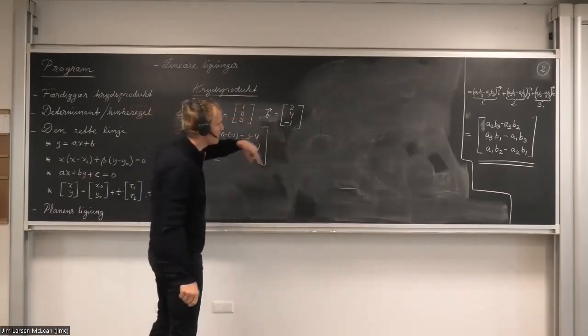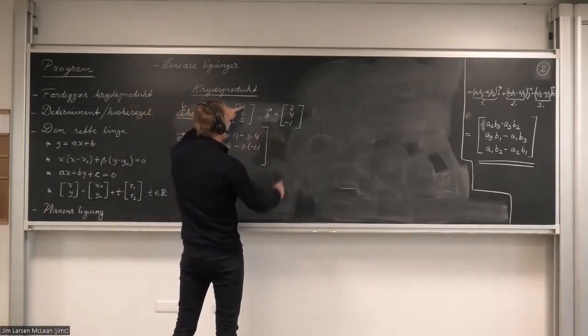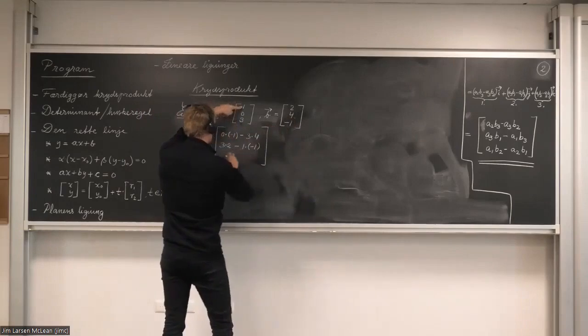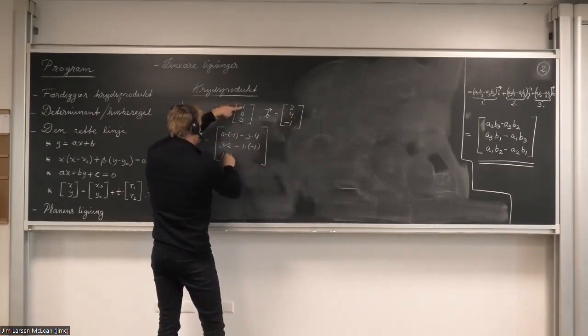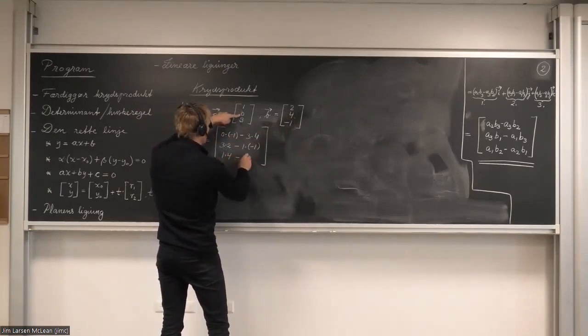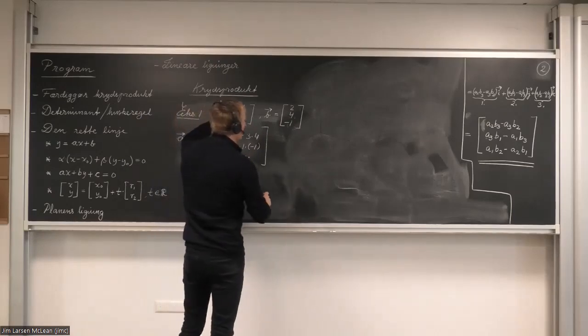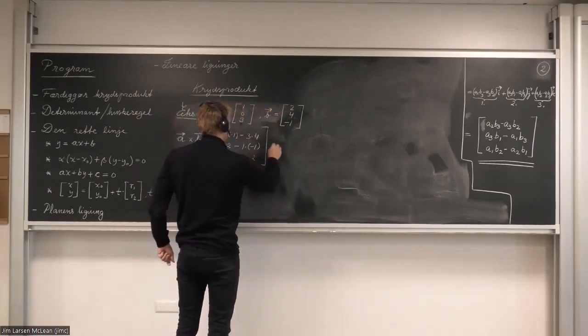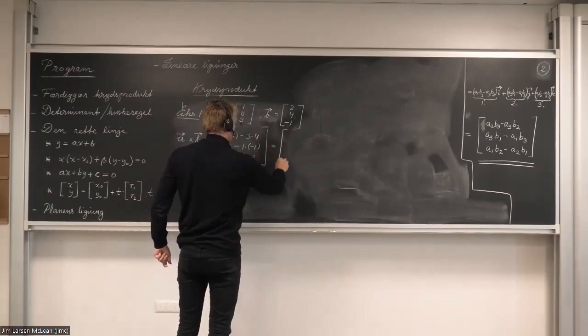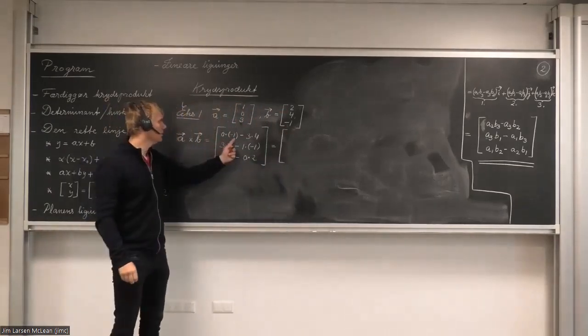And the last one says A1, B2, so I have to multiply it. That's 1 times 4, minus A2, which luckily is 0. And then multiply by B1, which is 2. And then we can figure it out. That gives 0, that gives minus 12.